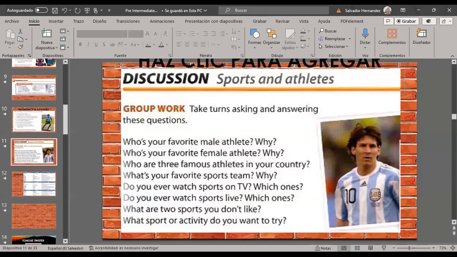No questions. Okay, so you are going to answer using the same information, right? Va a responder utilizando, por ejemplo, my favorite athlete is, and so, right? My favorite athlete is Messi. My favorite athlete is Cristiano Ronaldo, and so on, right?